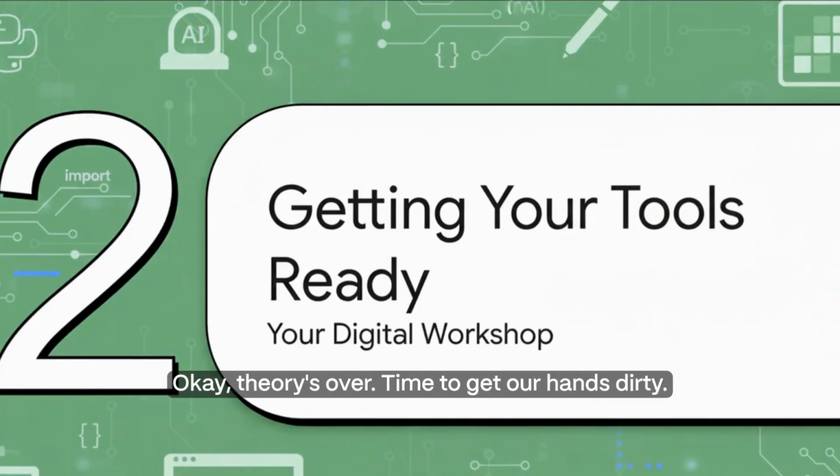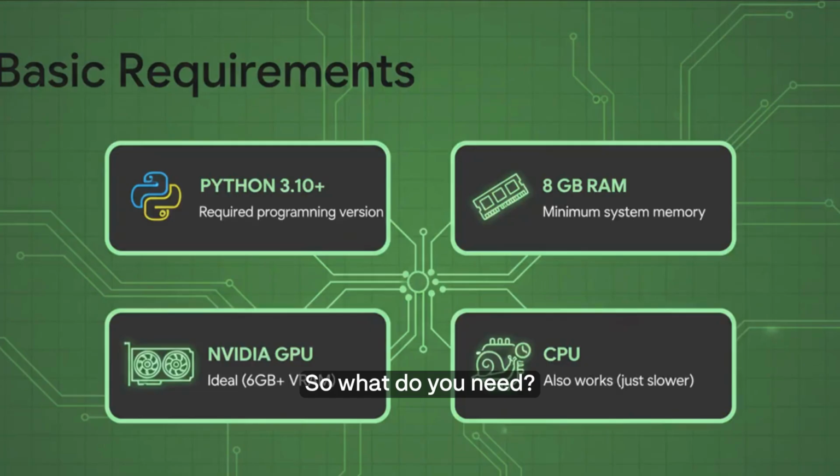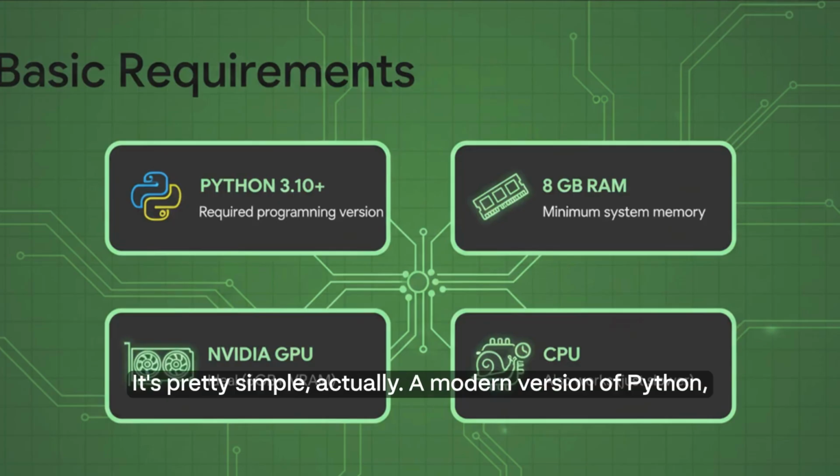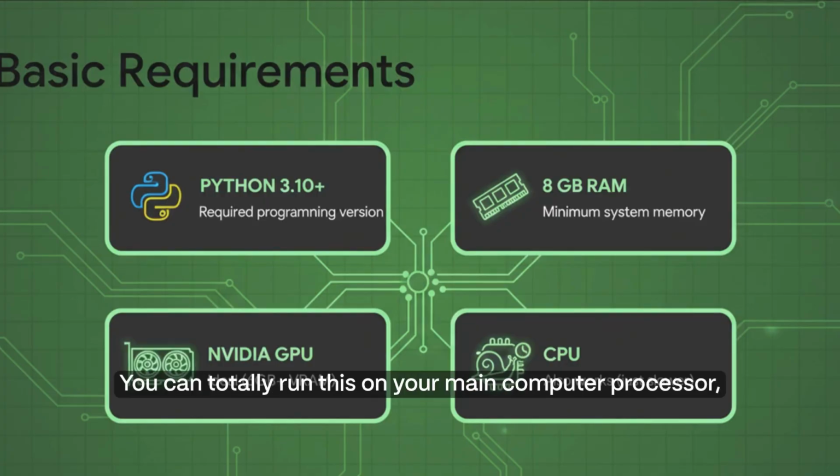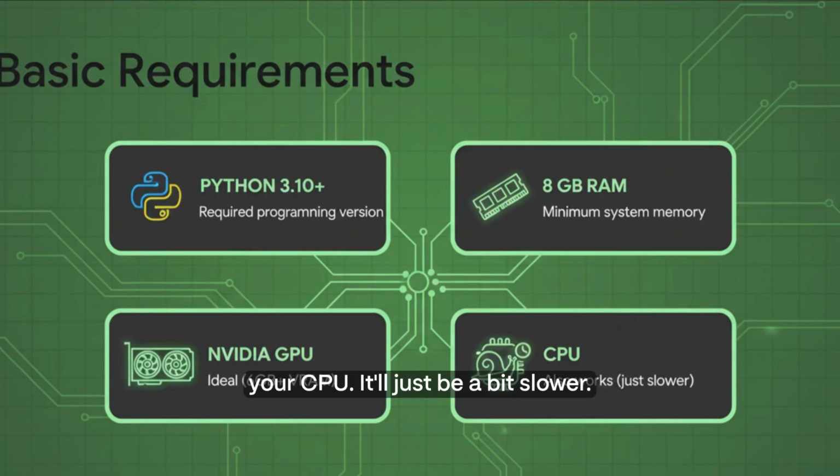Okay, theory's over. Time to get our hands dirty. Every creator needs a workshop, so let's get our digital one set up and ready to go. So, what do you need? It's pretty simple, actually. A modern version of Python, so 3.10 or newer, and a decent amount of RAM, at least 8 gigs. Now, the ideal setup is to have an NVIDIA GPU, because that's going to make things way faster. But hey, if you don't have one, no sweat. You can totally run this on your main computer processor, your CPU. It'll just be a bit slower. You'll have time to grab a coffee while it works.